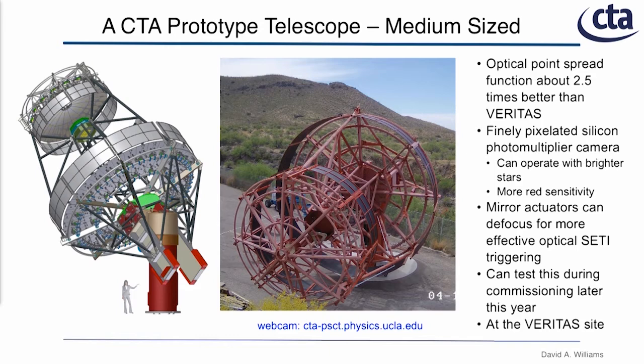The silicon photomultipliers can operate with brighter stars in the field of view, and they have more red sensitivity, which would both be advantages for optical SETI.